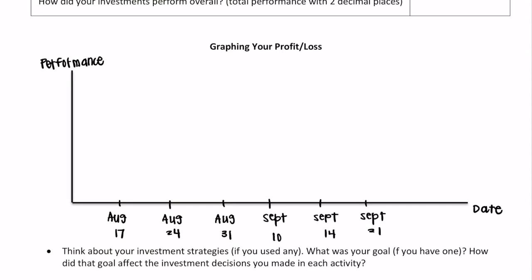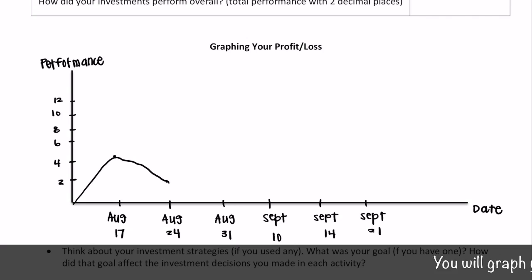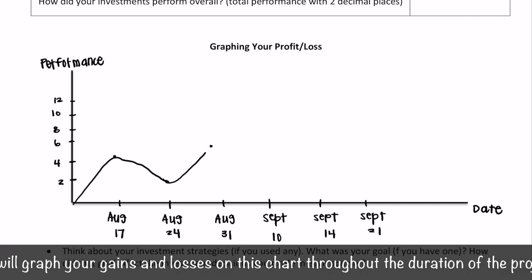So let's look at how to do the last part, which is graphing your profit or loss. You want to put performance on the y-axis, which is up and down, and the dates on the x-axis, which are left and right. So you can see that I label my axes accordingly, and then I've gone up by 2 with my performance. And so remember that on the 17th, my portfolio had gained $4.14. So I'm going to put a dot a little bit over 4. But then on the 24th, I lost $1.96. So I'm going to go down a little, almost to $2 on my chart.